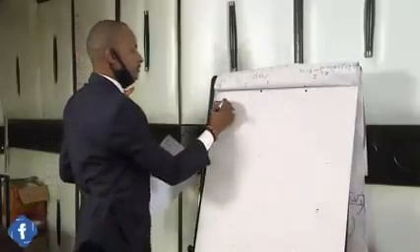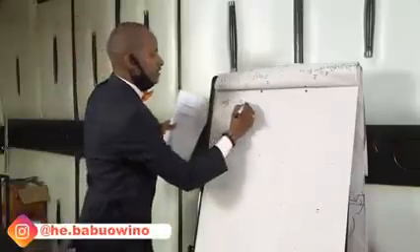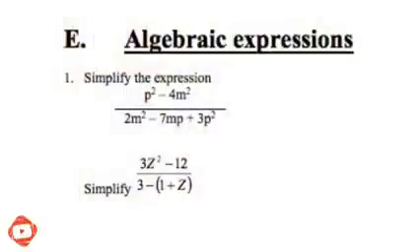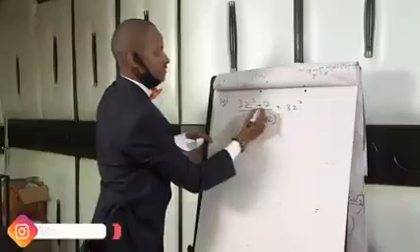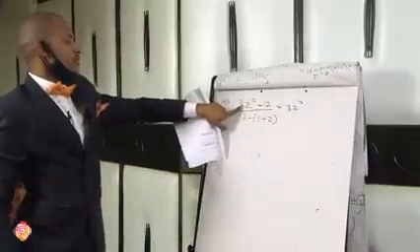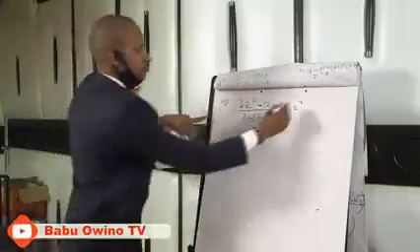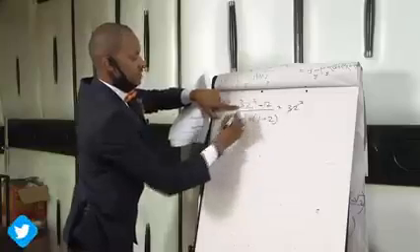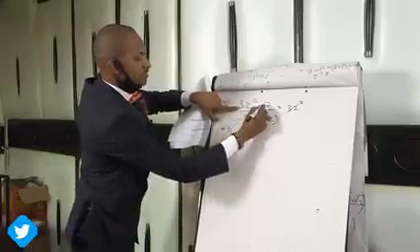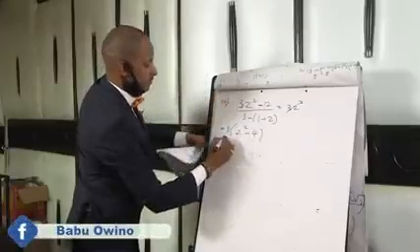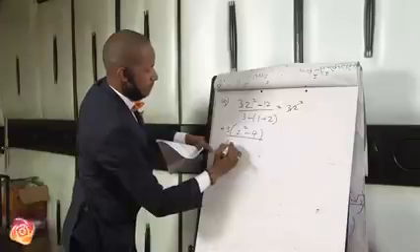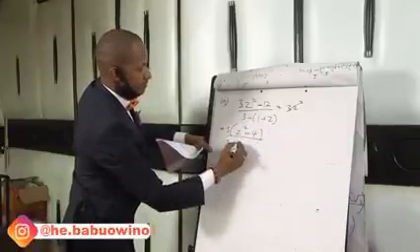Question 10. 3z squared minus 12 divided by 3 minus 1 plus z. Remember I told you, you observe the difference of two squares. Simplify. Here we can see 3z squared minus 12. What is common between 3 and 12 is 3. So you can simplify this by saying 3 into z squared minus 4, since 3 goes into 12 4 times, divided by 3 minus 1 plus z.